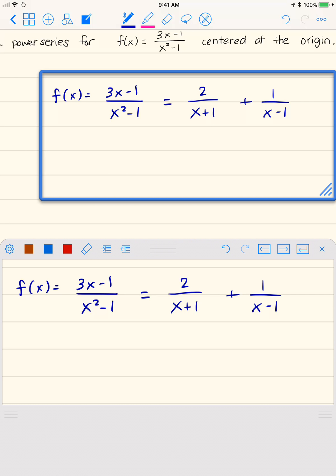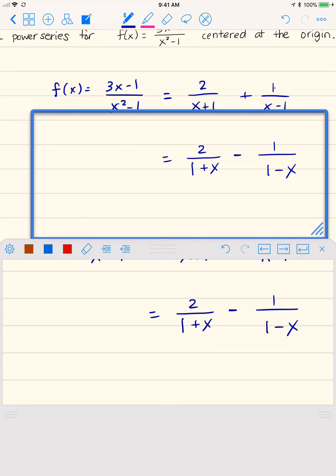Okay? So now we can even rewrite it a little bit further. This 2/(x + 1), we can rewrite as 2/(1 + x). And the 1/(x − 1), we can rewrite as −1/(1 − x).